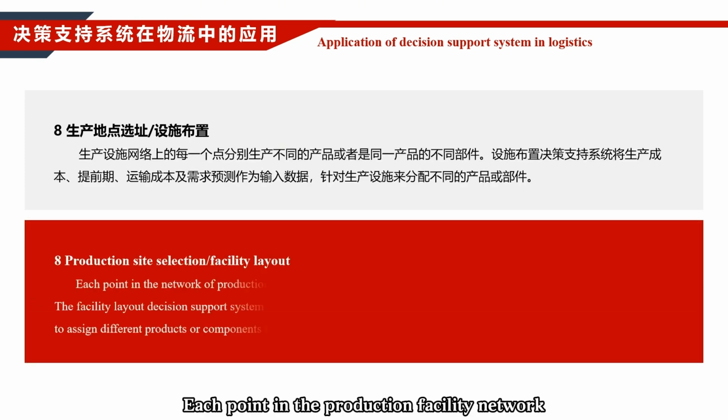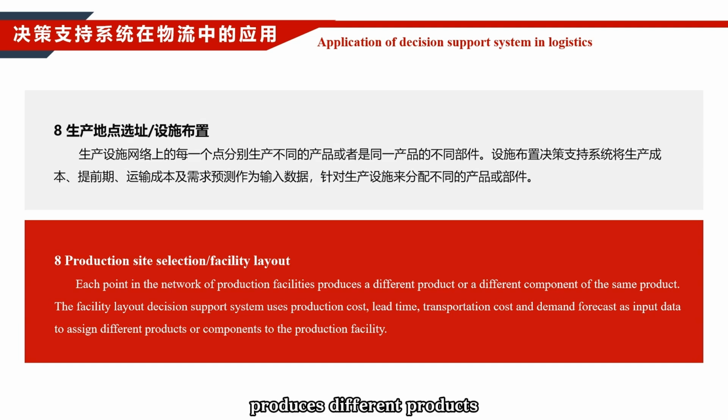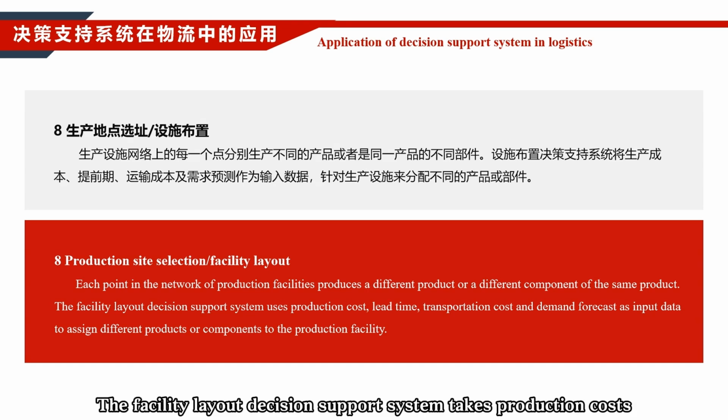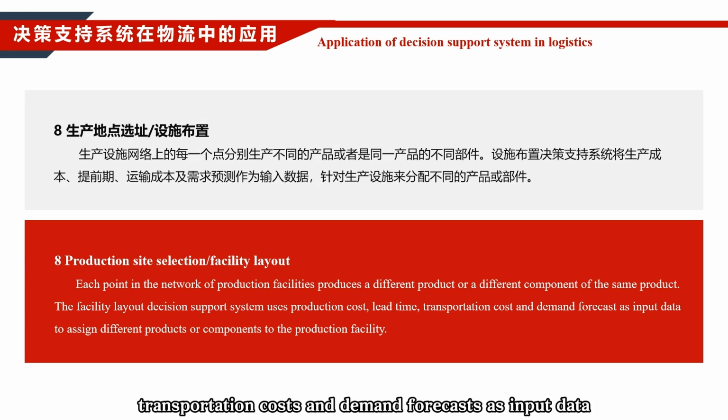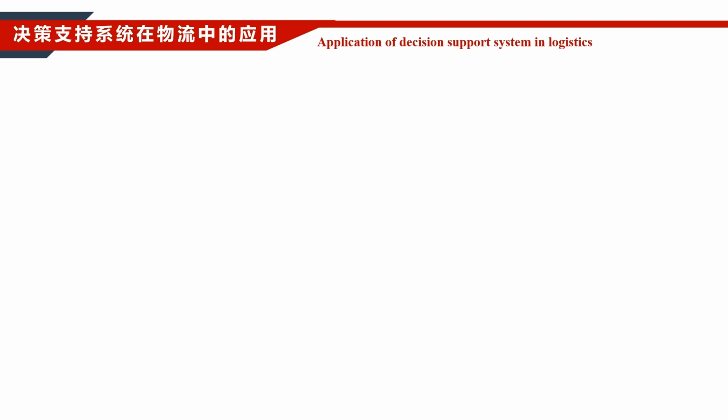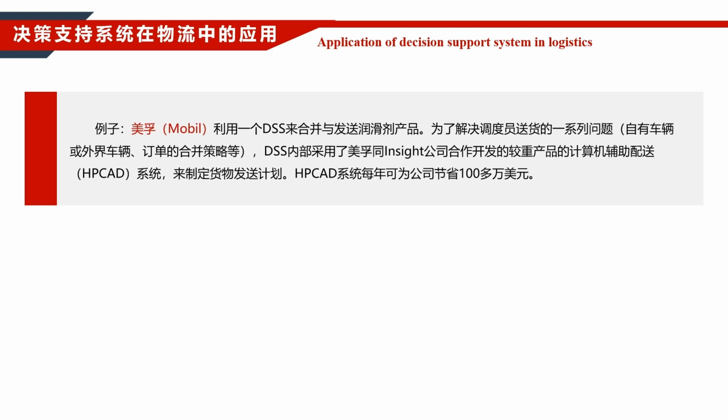Each point in the production facility network produces different products or different components of the same product. The facility layout decision support system takes production costs, lead times, transportation costs, and demand forecasts as input data, and assigns different products or components to production facilities.